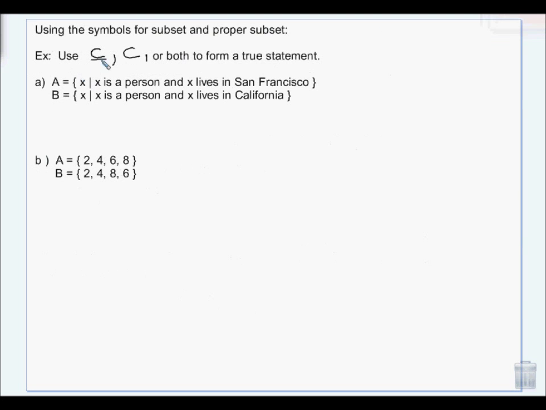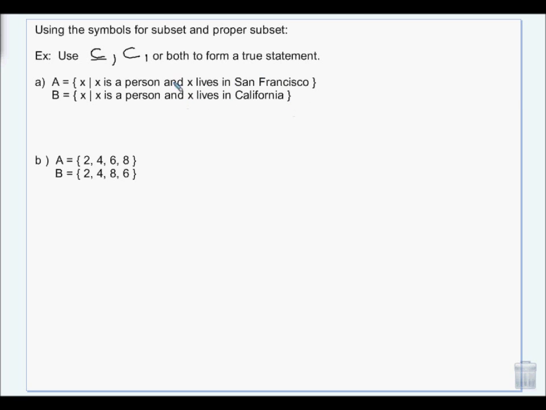We're going to use the symbol subset, proper subset, or both to form a true statement. We're not going to use the both. We're just going to use subset or proper subset. So X such that X is a person and X lives in San Francisco, or X such that X is a person and X lives in California.